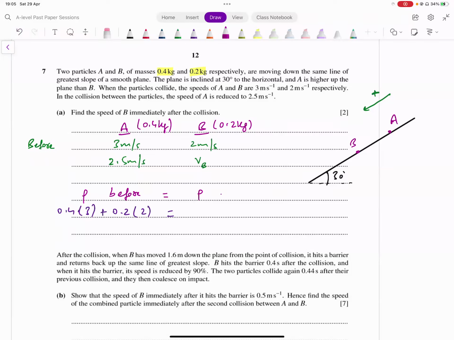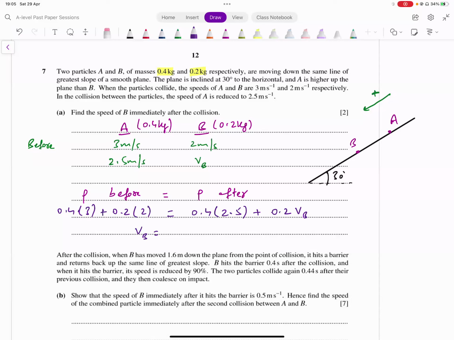And then we have momentum after collision. Since momentum is conserved, they have to be equal. After collision क्या होगा? 0.4 into 2.5 plus 0.2 into VB. यहाँ से हम VB figure out कर लेंगे. ठीक है, इसको solve कर लेंगे. देखिए आपके पास क्या आता है?